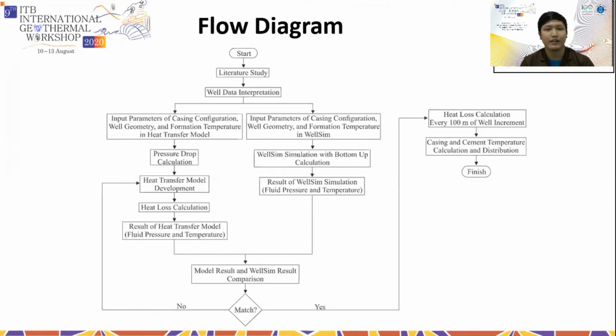For the heat transfer model development, first we input the parameters of casing configuration, well geometry, and formation temperature. Next is the pressure drop calculation using the homogeneous flow model. Next is the heat transfer model development by inputting the heat transfer equation. Next is the heat loss calculation, and we will get the fluid pressure and temperature from the heat transfer model calculation.